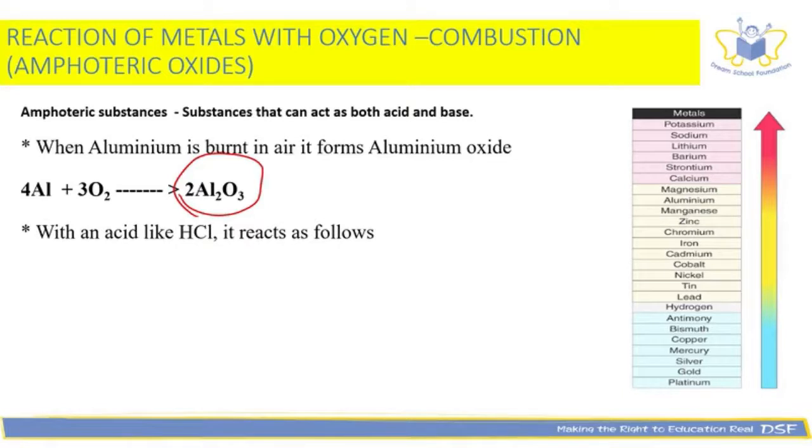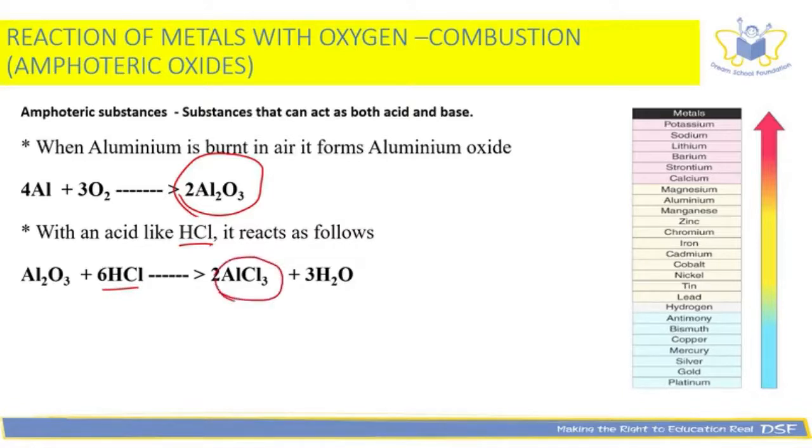Let's start with an acid. When you make aluminium oxide react with an acid like HCl, see what happens. Aluminium oxide reacts with HCl to give you aluminium chloride, which is a salt, and water. So it is basically a neutralization reaction, right? So in here, aluminium oxide acted like a base.